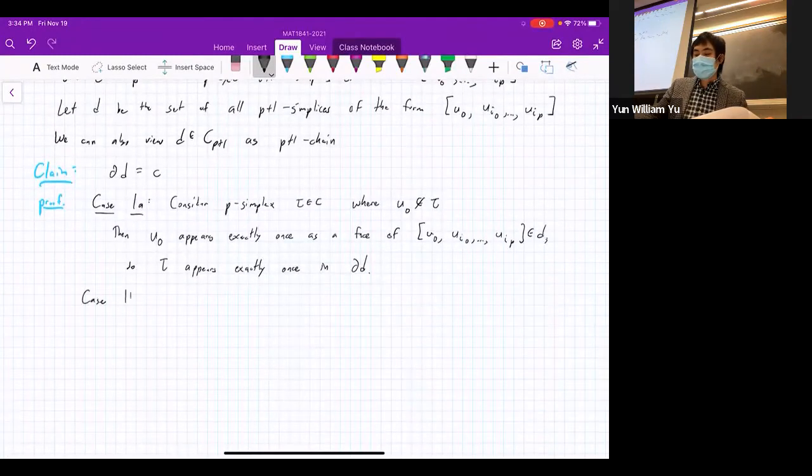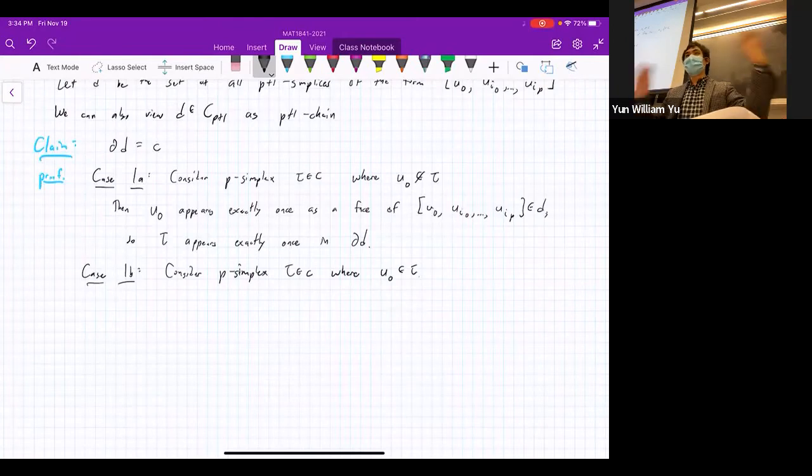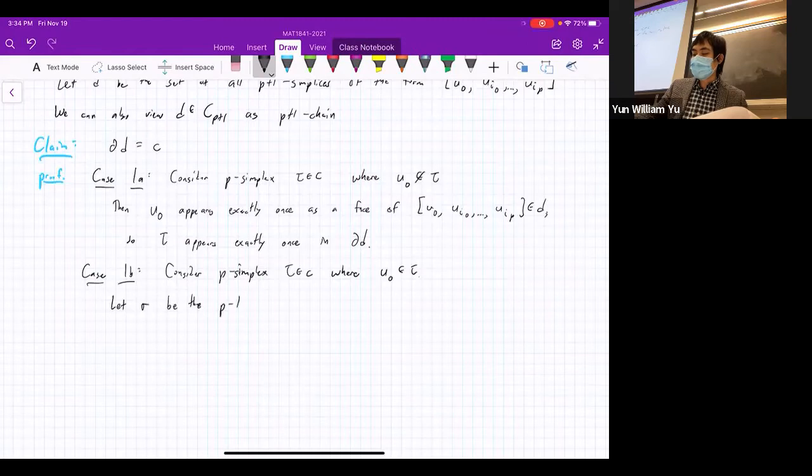Well, let's go into case 1b. Consider a P simplex, tau in C, where U naught is in tau. Okay? So U naught's in tau. We're still going to add U naught to it, but when we add U naught to tau, nothing happens because U naught's already there. And so therefore, the corresponding P+1 simplex is not actually in D. And so we can't use that same line of argument. But we can use a slightly different line of argument. So what we're going to do is let sigma be the P-1 simplex formed by dropping U naught from tau.